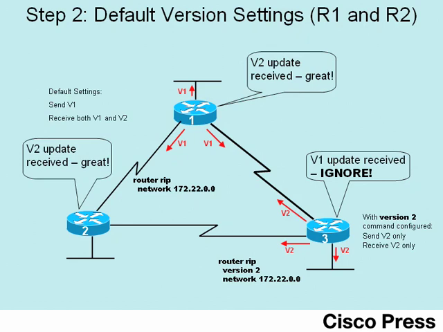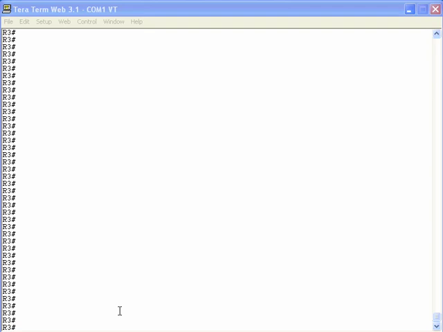So for this final scenario step, we'll turn our attention to the command line interface, first confirming that indeed router 3 is not currently learning any routes, and then solving that problem by migrating both router 1 and router 2 to use version 2. So let's take a look at the command line interface starting on router 3.